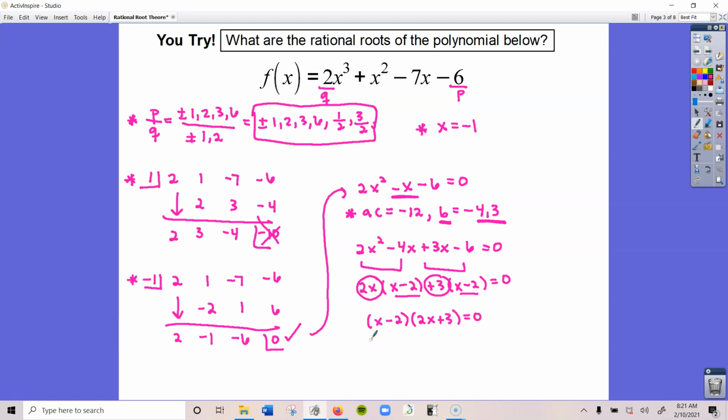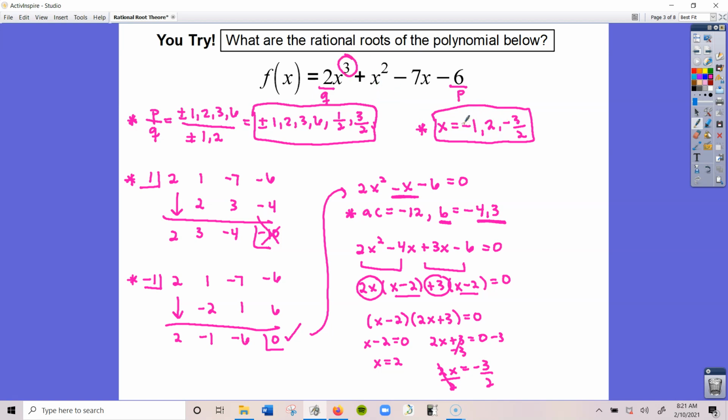And now we solve. So we have x minus 2 is equal to 0, and 2x plus 3 is equal to 0. Add the 2, we get that x is equal to 2. Then subtract the 3, we get 2x is equal to negative 3, and divide by 2. And so we end up with our remaining roots of 2 and negative 3 over 2. So remember, a couple things that you can do to check your answer. We have 3 zeros, which is what the equation said we should have. And also, all of these numbers here are on our list. Remember that these all are positive or negative. We have the negative 1, we have the 2, and then the negative 3 over 2.